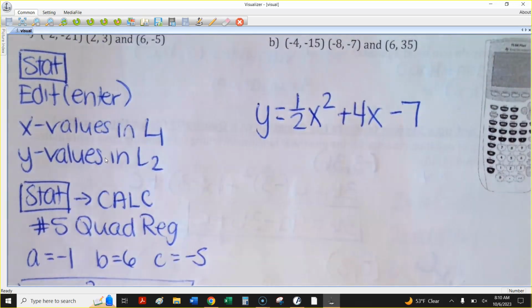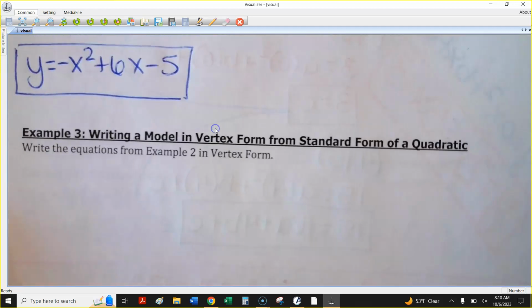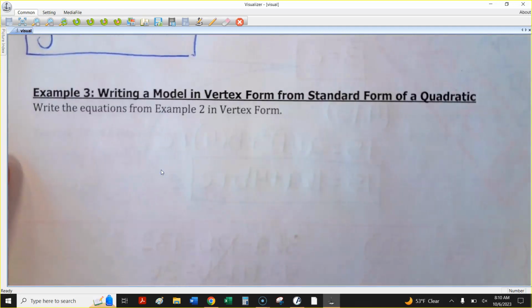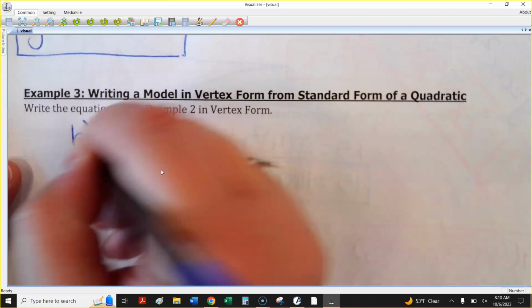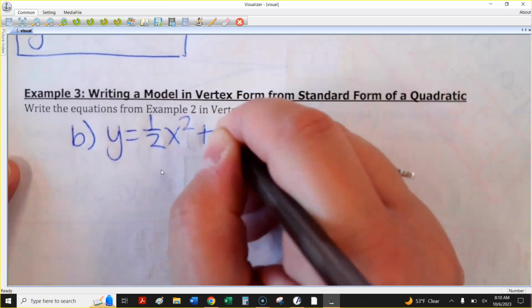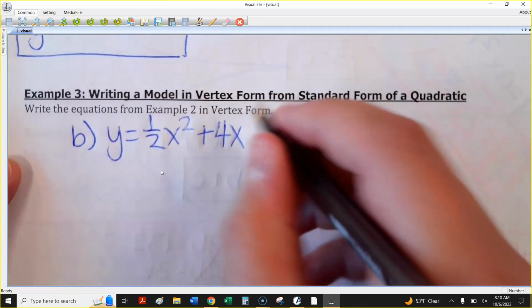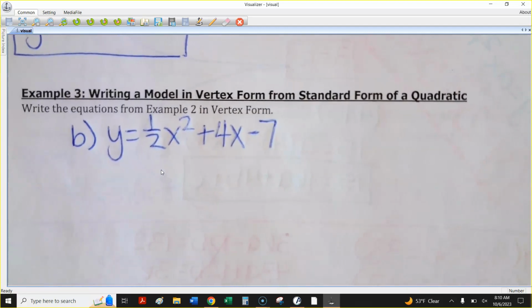Now, I'm just going to do one of these because we're going to run low on time today, since we have a little bit shorter class than normal. I'm going to have us write this equation, that's what we got for part B, the one you just did on your own. Write this in vertex form.